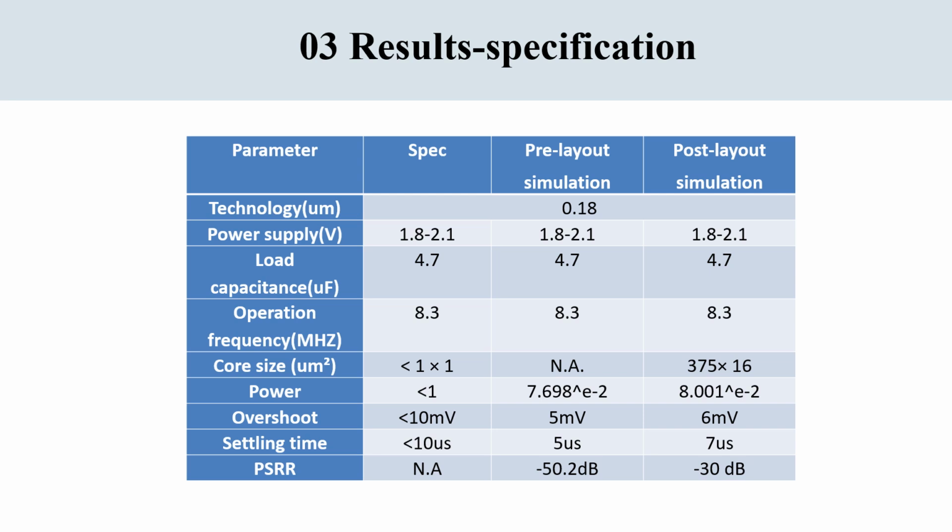The pre-layout simulation of PSR is -50.2 dB, and the post-layout simulation is -30 dB. It is due to what I previously said, the layout, parasitic resistor, and capacitor.